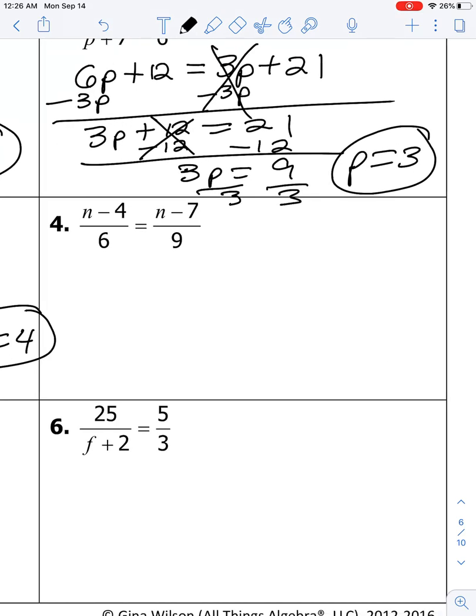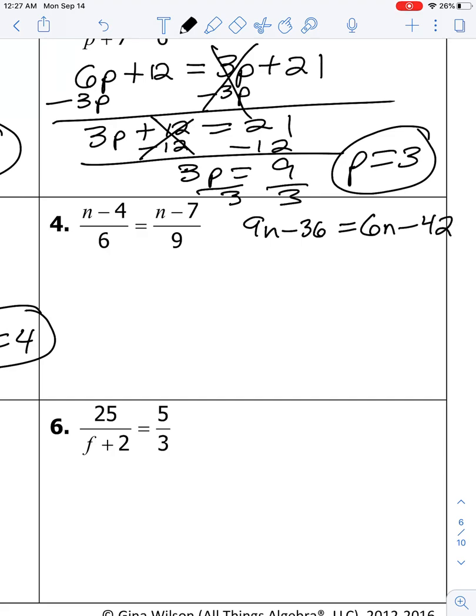All right? Numbers are getting a little bigger. It's getting a little tougher. So I'm going to start out with the 9. 9 times n is 9n. Actually, I'm going to put it up here so I have more room. 9 times n is 9n. 9 times negative 4 is negative 36. And now on the other side. 6 times n is 6n. 6 times negative 7 is negative 42.